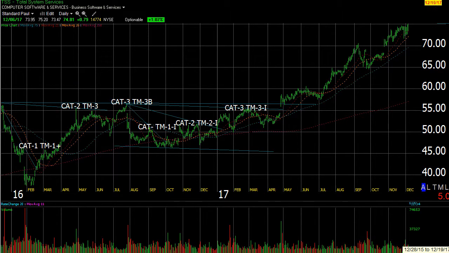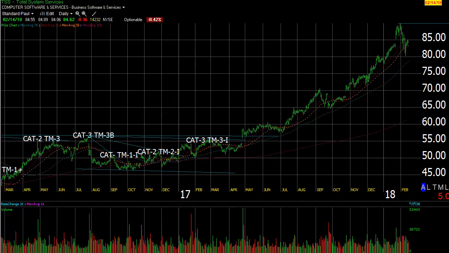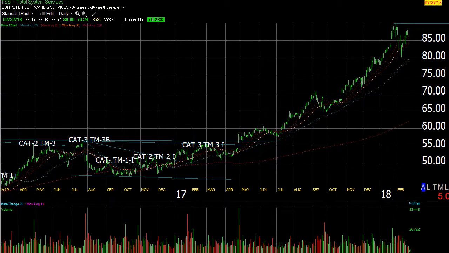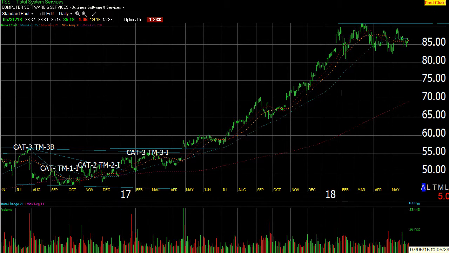And there's some cycles off the bottom there. Looks like a TM1, TM2. Very nice run from that $54 to $85 or so. And another consolidation zone.